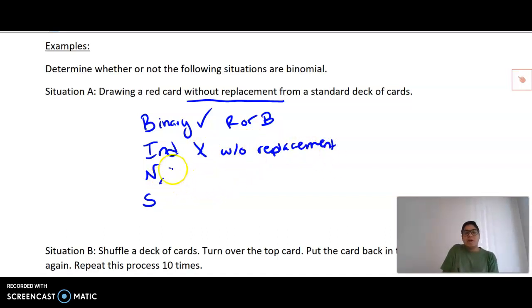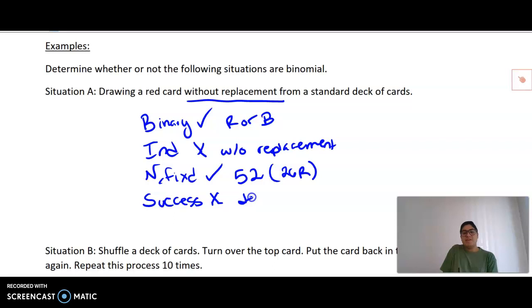And fixed, well, let's think about this. There are only 52 cards in a standard deck, and of those 52, 26 are red. And then the probability of success, well, these are dependent events, so that is not going to meet our criteria. So unfortunately, I tried to draw a bracket that kind of looked like a nose. Unfortunately, that means no binomial, no BINS.